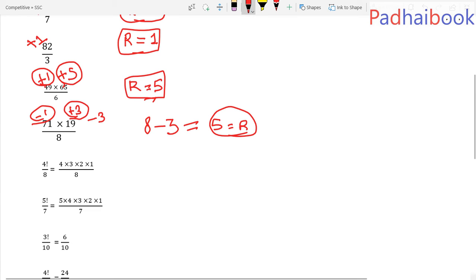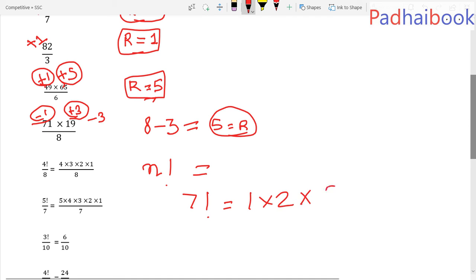Alright, now let's take another example, some different type of problem here, 4 factorial by 8. Now for those people who do not know what a factorial is, I will tell you very briefly. Factorial means the continued product of natural numbers. For example, n factorial means the continued product from 1 up to n. If you are given 7 factorial, then this is 1 multiplied by 2 multiplied by 3 multiplied by 4 multiplied by 5 multiplied by 6 multiplied by 7.